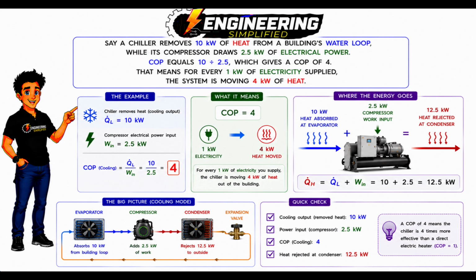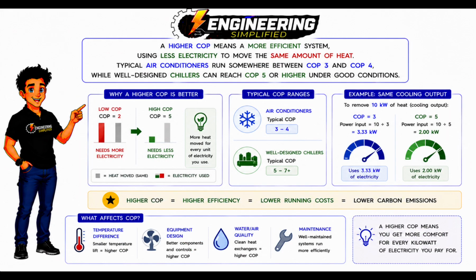Say a chiller removes 10 kilowatts of heat from a building's water loop, while its compressor draws 2.5 kilowatts of electrical power. COP equals 10 divided by 2.5, which gives a COP of 4. That means for every 1 kilowatt of electricity supplied, the system is moving 4 kilowatts of heat. A higher COP means a more efficient system, using less electricity to move the same amount of heat.